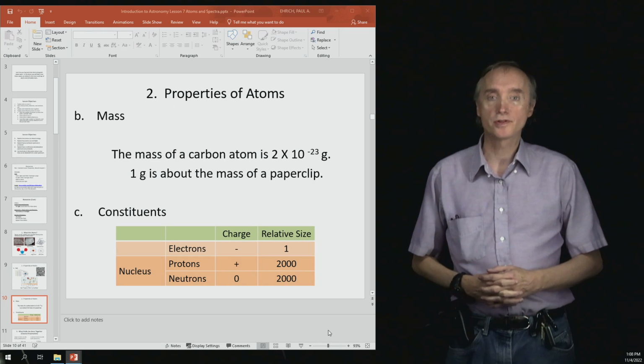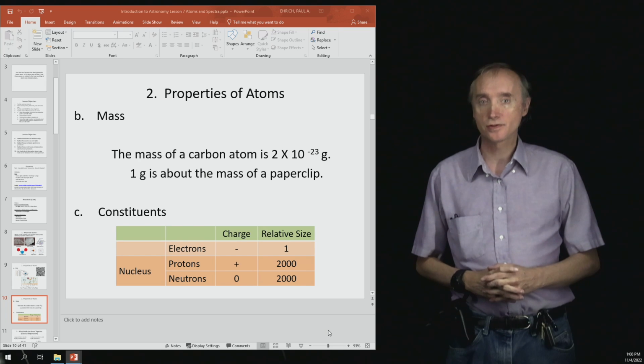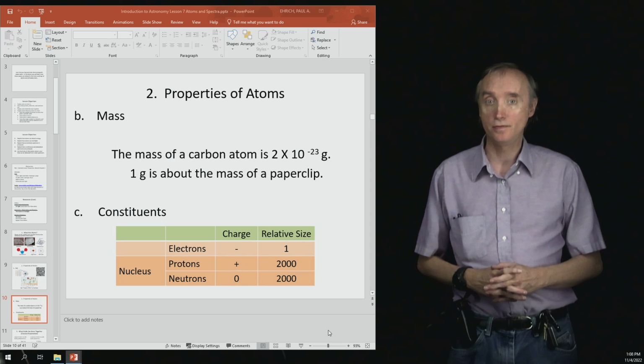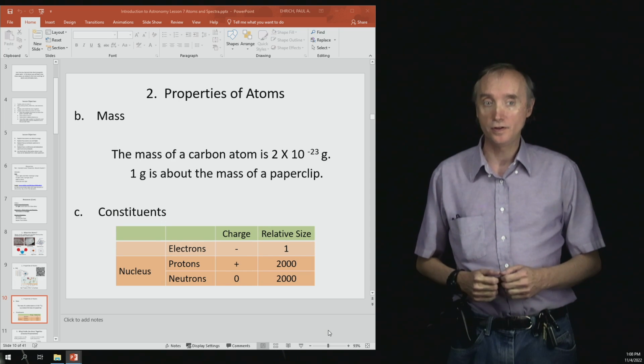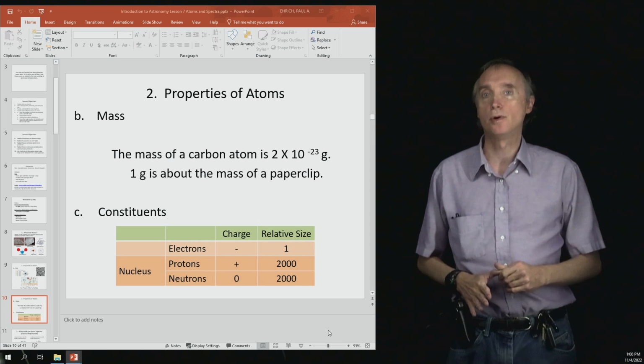Okay, let's also do this one. So another property of atoms is going to be their mass. So the mass of a carbon atom is 2 times 10 to the negative 23 grams, and 1 gram is the mass of a paperclip, just to give you an idea for what 1 gram feels like. So atoms are incredibly small.